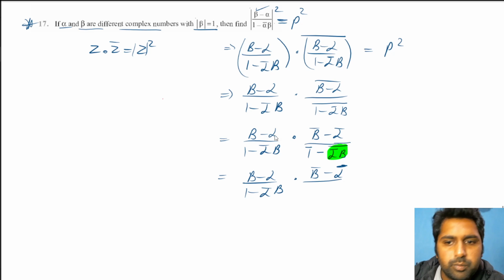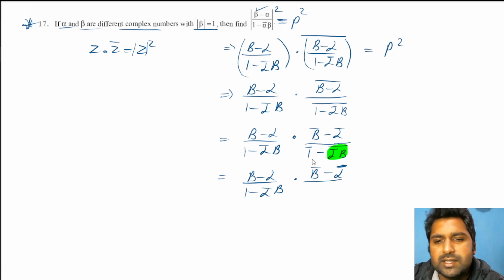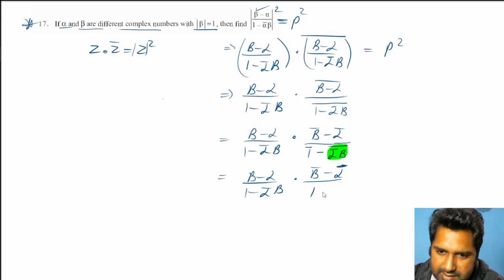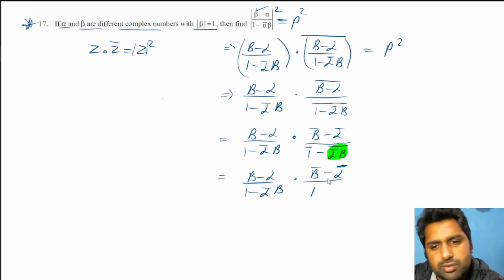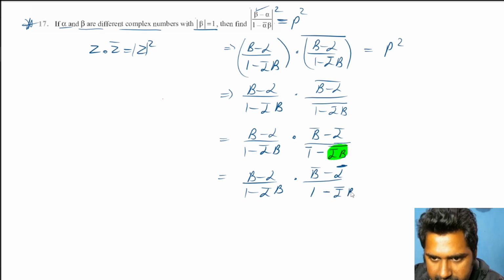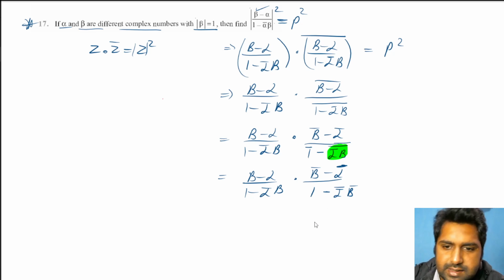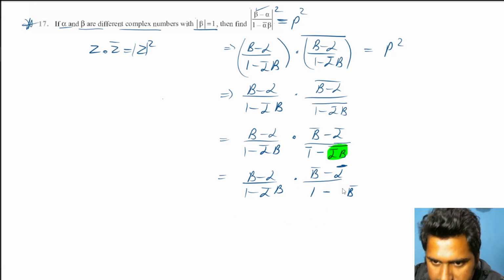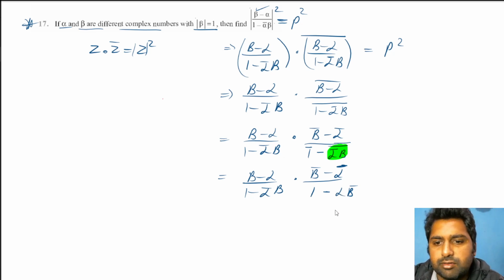So conjugate still can be split. One is not even a complex number, so 1 bar will be 1 itself, because for calculating bar or conjugate we have to change the sign of the imaginary part. There is no imaginary part, so 1 bar will be 1. So this becomes alpha bar bar and beta bar, and alpha bar bar is alpha itself. So I'm removing this alpha bar bar and writing this as alpha only.